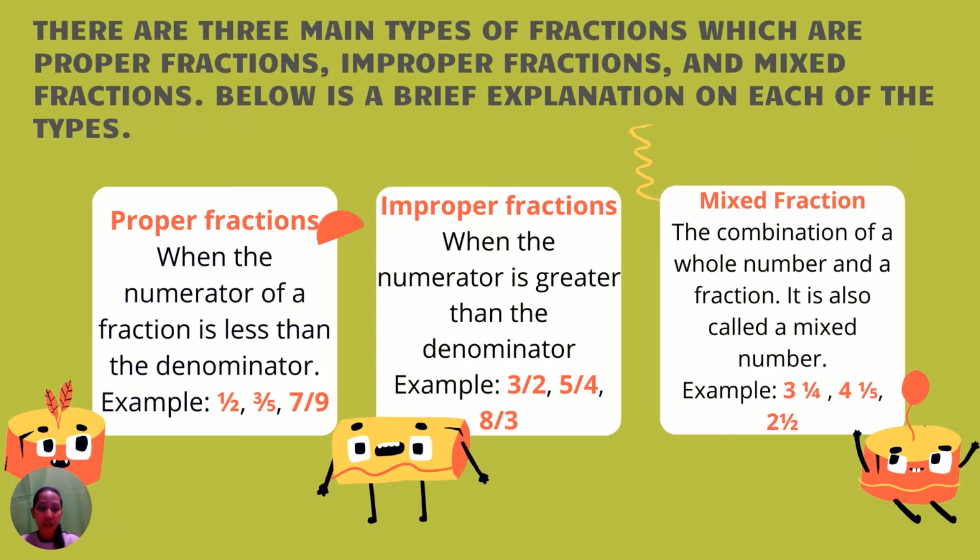Next, improper fractions. When the numerator is greater than the denominator. Example, 3/2, 5/4, 8/3. Mas mataas naman yung numerator sa denominator, kaya tinawag siyang improper fractions. And the last one is the mixed fraction. Ito naman is a combination of a whole number and a fraction. It is also called a mixed number. Let's see the example. 3 1/4, 4 1/5, 2 1/2. So, tinawag siyang mixed fraction kasi meron siyang whole number at the same time, meron din siyang fraction.